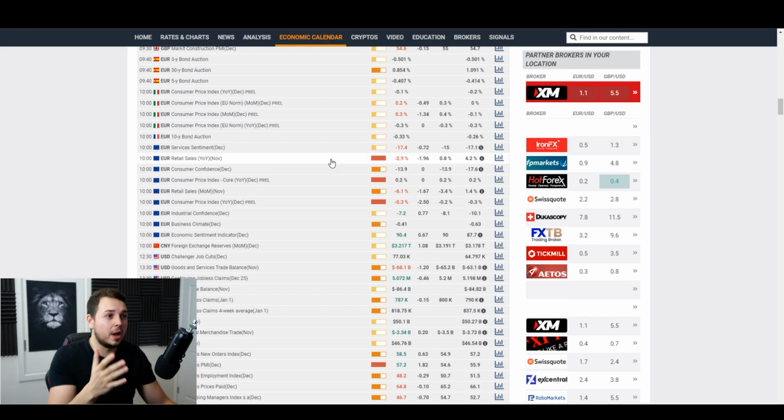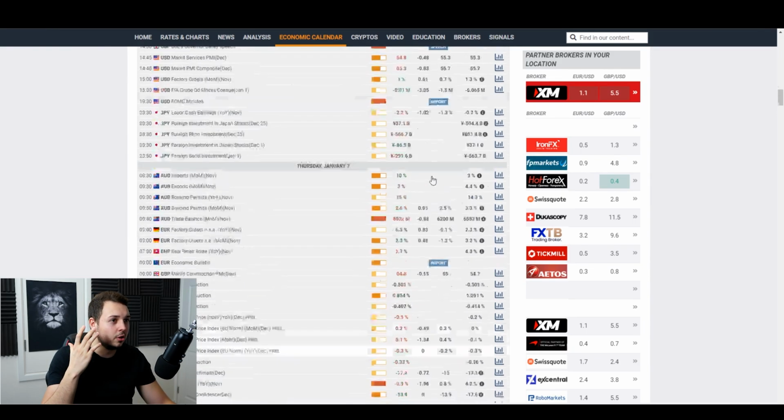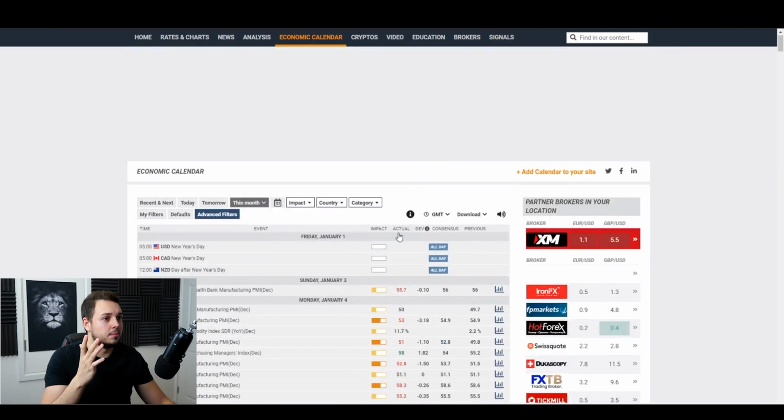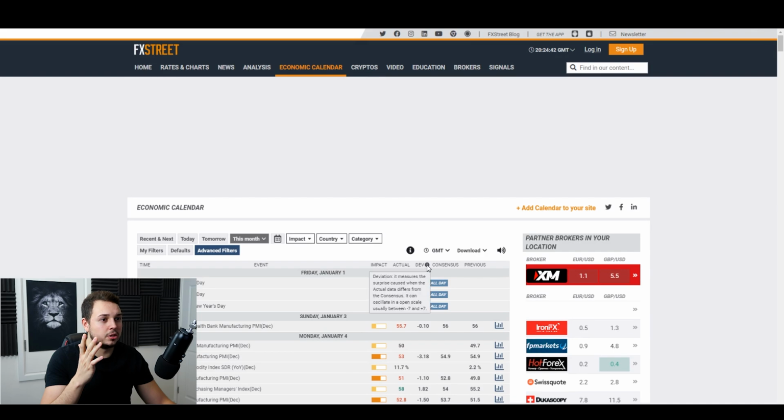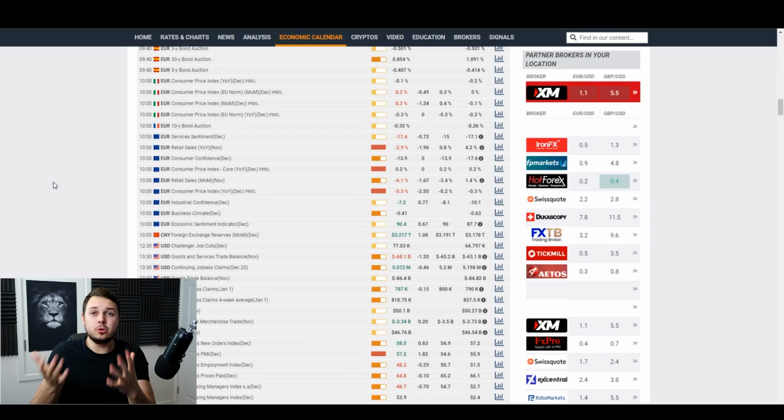As you can see, the euro has failed its estimate numbers. It's dropped down quite dramatically, actually. Retail sales 6.1%, consumer price index 0.3%. I usually look at this number over here. Let me just drag this deviation number. It measures the surprise caused when the actual data differs from the consensus, right? So what usually happens, if there is a massive surprise, the market starts moving quite dramatically right now.